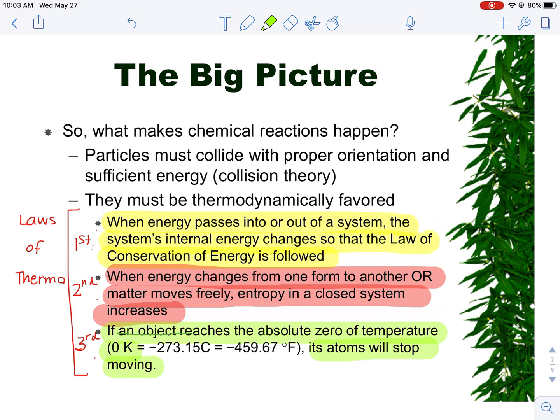Of these three, we have focused on numbers 1 and 3 this year, and therefore we're going to be focusing on this second law of thermodynamics in this lecture, which is going to help understand why chemical reactions happen the way that they do.